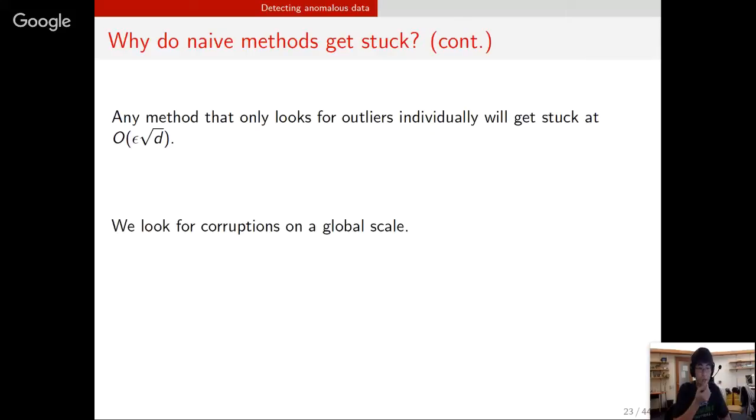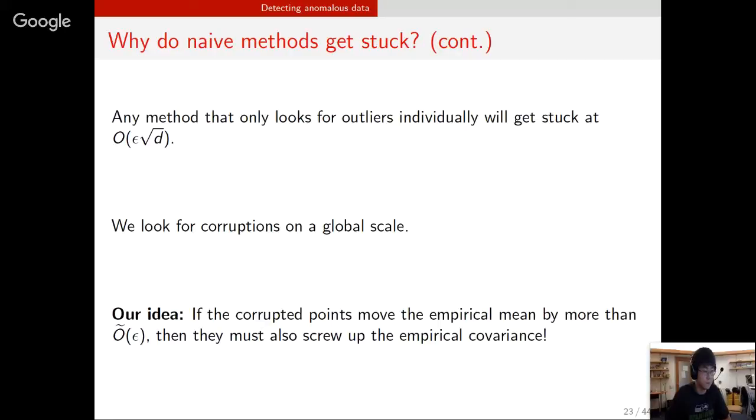And so to progress beyond this, you need to look for corruptions on a more global scale, right? The kind of sketchy intuition is that an outlier is not only an outlier just because of how far it is potentially, but also because of its interactions with other points. If there's too many points in this one direction, then they collectively suggest some outlier behavior, right? And this kind of interaction suggests using a higher moment method, and this is what we do. So our idea is the following. If the corrupted points move the empirical mean by more than O tilde of epsilon, then we show that they must also screw up the empirical covariance in some very noticeable way. Okay, and this is kind of the crux of the idea, at least for unknown mean.